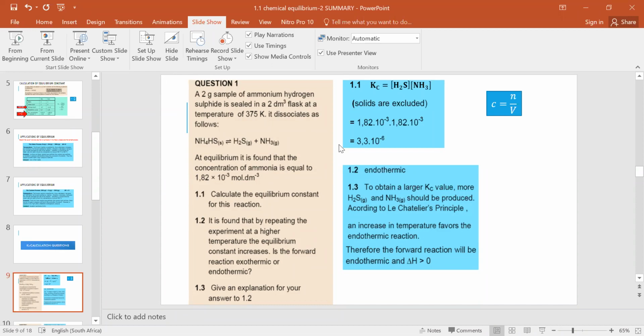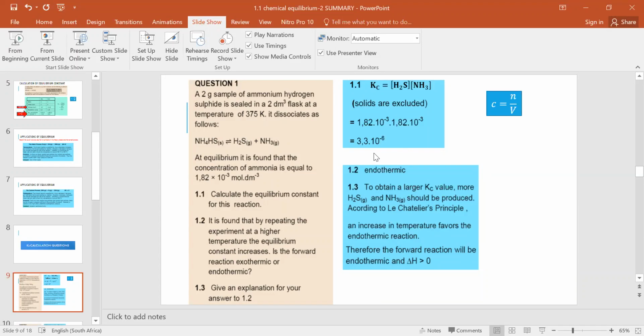And the Kc formula is going to be equal to the concentration of hydrogen sulfide to the power 1 and the concentration of ammonia to the power 1. And what are the concentrations? Same, we said 1.82 times 10 to the power of negative 3 times 1.82 times 10 to the power of negative 3. And that's going to give us 3.3 times 10 to the power of negative 6.